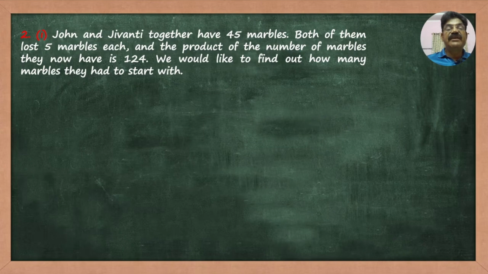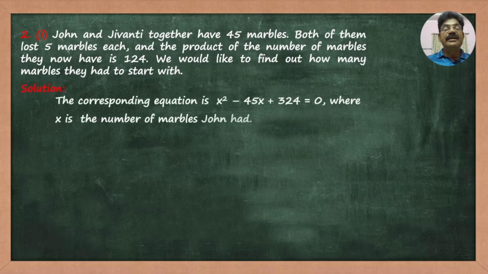Both of them lost 5 marbles each, and the product of the number of marbles they now have is 124. You would like to find out how many marbles they had to start with. It is also a known problem because earlier we constructed the corresponding quadratic equation. So you remember, or you go back and refer to it. The corresponding equation is x square minus 45x plus 324 is equal to 0, where x is the number of marbles John had. So these are the things we developed earlier.